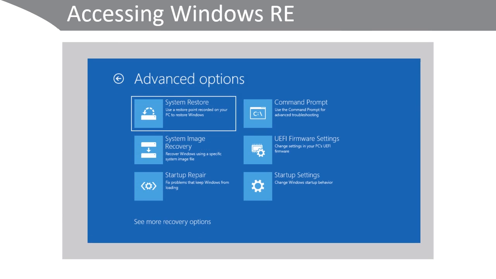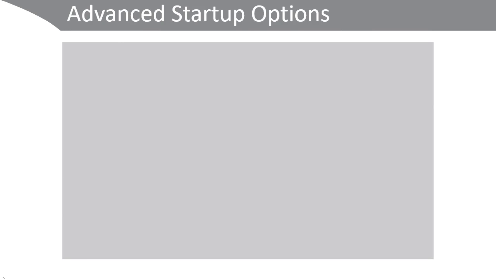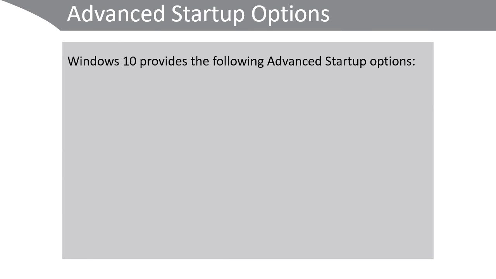Under Advanced Options, you can access System Restore, System Image Recovery, Startup Repair, Command Prompt, UEFI firmware settings, and startup settings to control the startup behavior. There are a number of advanced startup options. These include Enable Debugging, which allows you to retrieve information about what's going on in the kernel of the operating system and extract that information onto a debugging console.